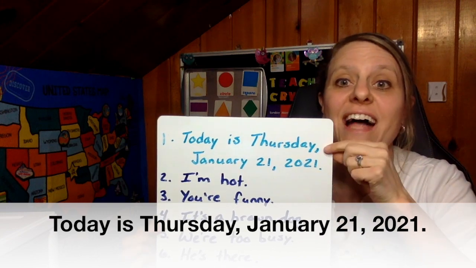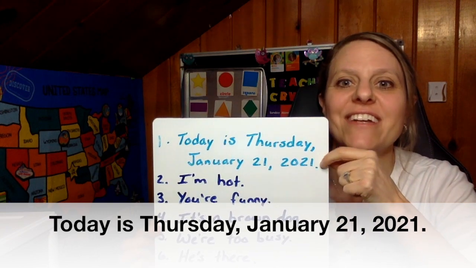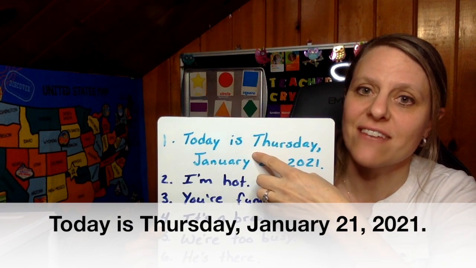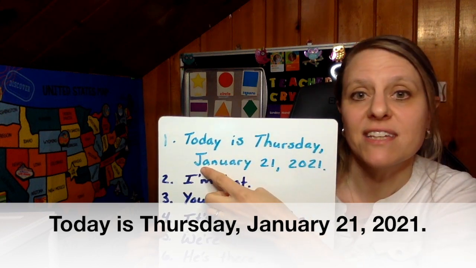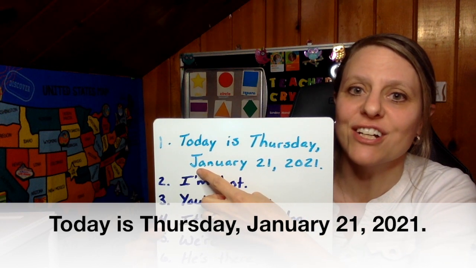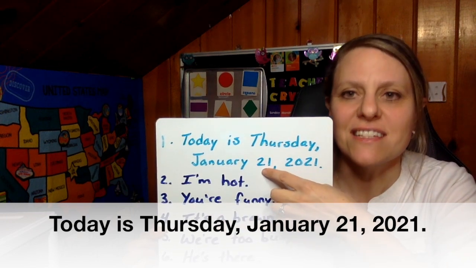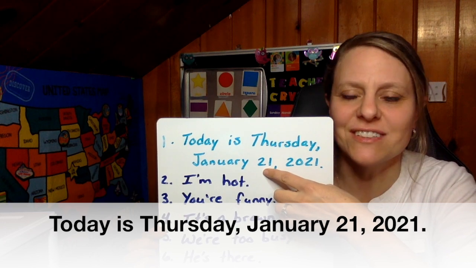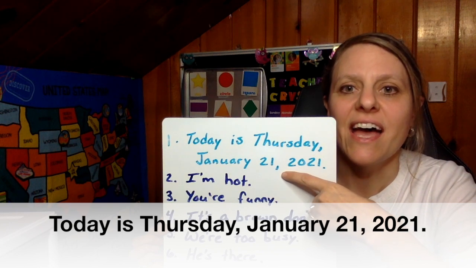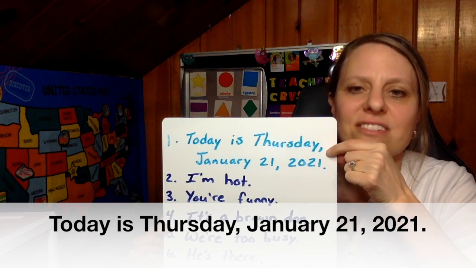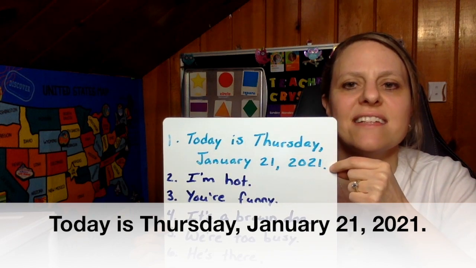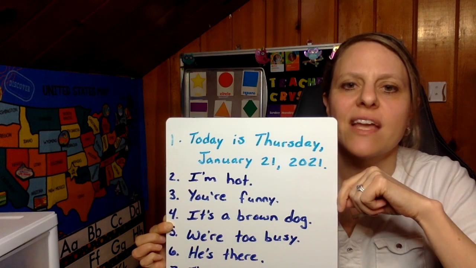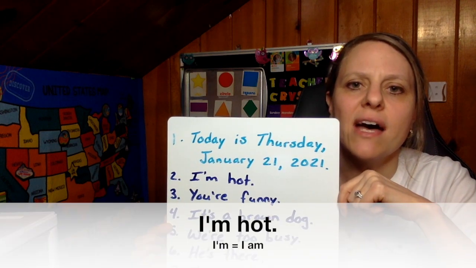Now, if you've been following this class for 3 weeks now, you should know that Thursday begins with a capital T because it's a day of the week. January begins with a capital J because it is a month of the year. 21st is an ordinal number, so it is pronounced 21st, not 21. There's a comma after the 21st, and there's a comma after Thursday. And it's a telling sentence, so it ends in a period. It tells us information.